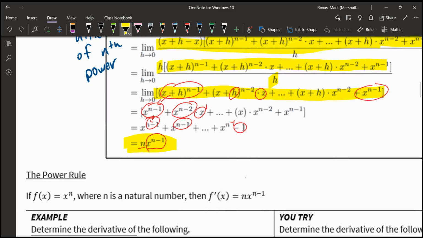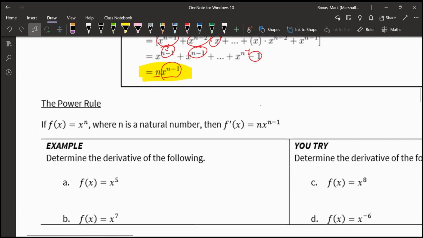We now have a rule that we can follow called the power rule. So if f of x equals x to the power of n, then its derivative is n times x to the power of n minus 1.